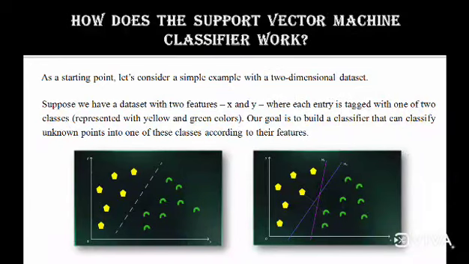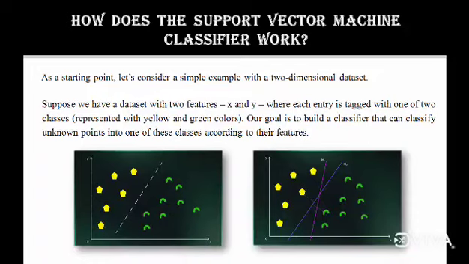How does the support vector machine classifier work? As a starting point, let us consider a simple example with a two-dimensional dataset. Suppose we have a dataset with two features x and y where each entry is tagged with one of two classes. Our goal is to build a classifier that can classify unknown points into one of these classes according to their features. The obvious way of dividing these classes would be to draw a line that separates the entries with yellow and green classes. But there is an infinite number of possible lines to draw. How can we know which one is correct?